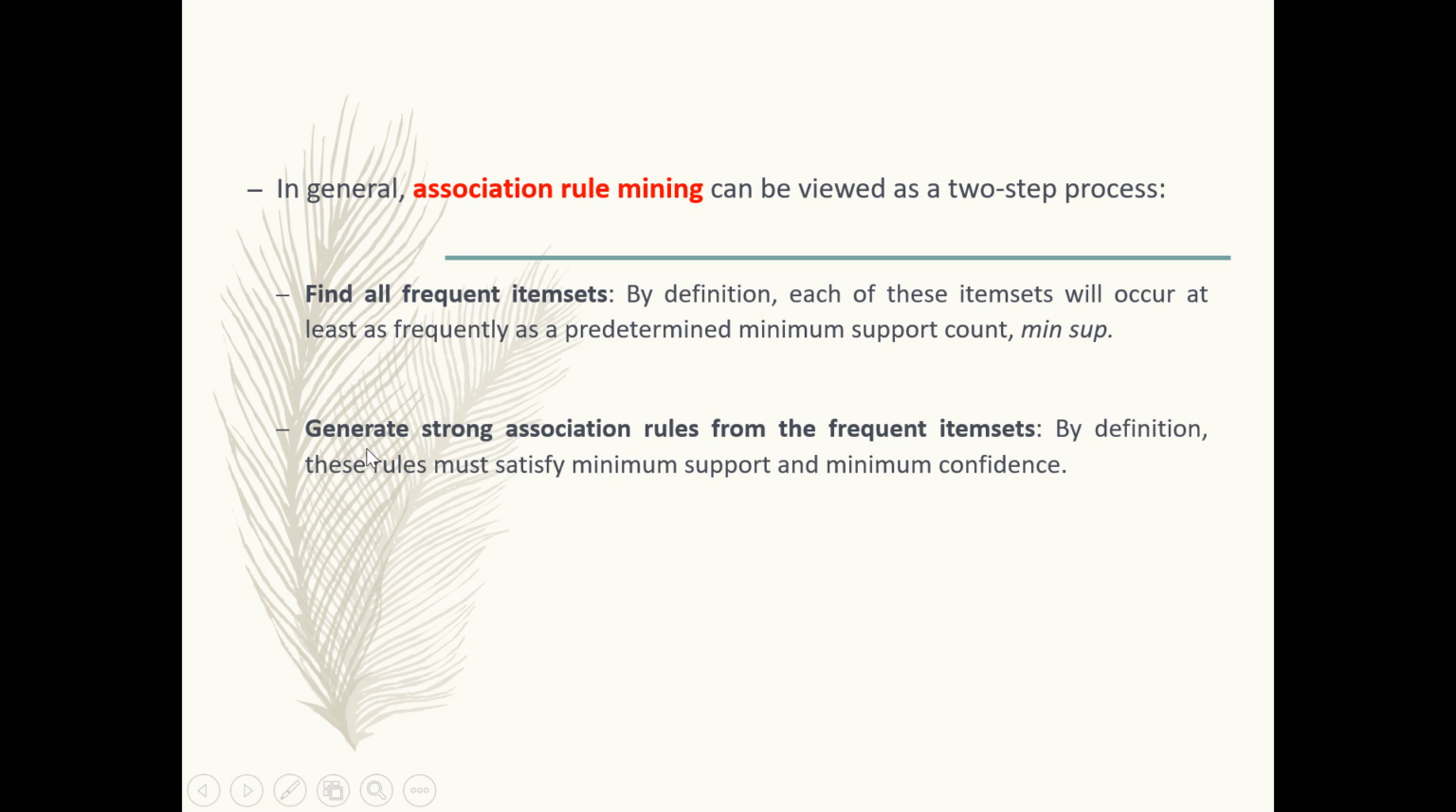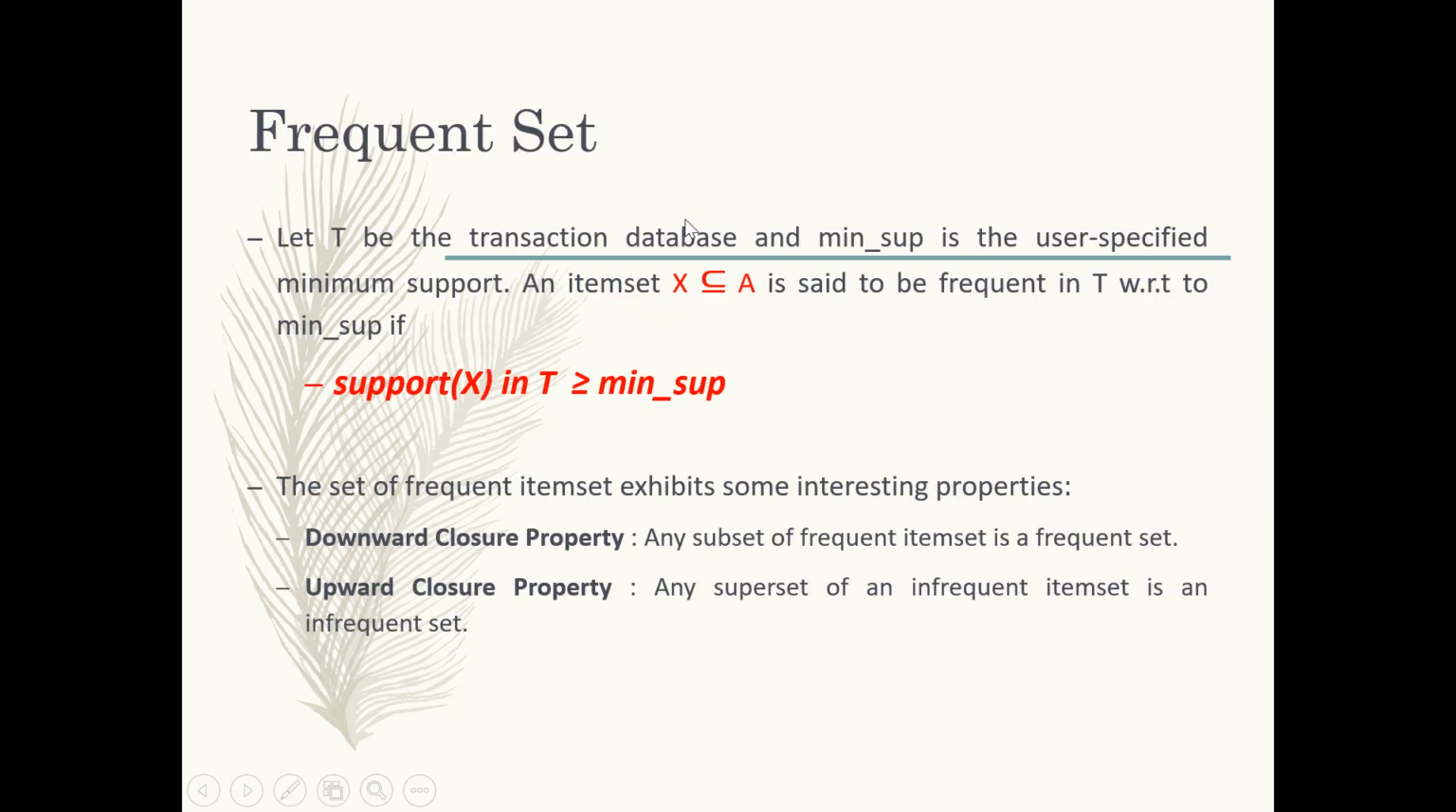All right, so generate strong association rules from the frequent item set. By definition, how do we know that these rules are interesting and strong? They should satisfy minimum support and minimum confidence, just as we discussed. So these two steps are the two-step process which we will use in association rule mining. Very important terms here again.